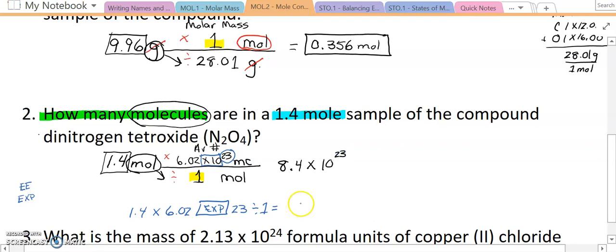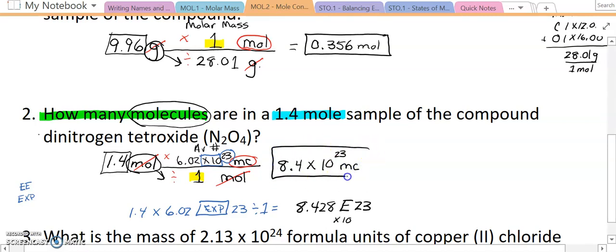Now, on some calculators, this will come out as 8.4, oh, it would say 28, and it'll have this E here before I have a 23. And it means exactly the same as what I just wrote out. That E is times 10, and the 23 would become my power. Now, since my units moles were on top and moles were on the bottom, moles canceled. That left me with molecules. So I'm just going to write my abbreviation MC, which I'm going to use to represent molecules. And there's the answer to that problem.